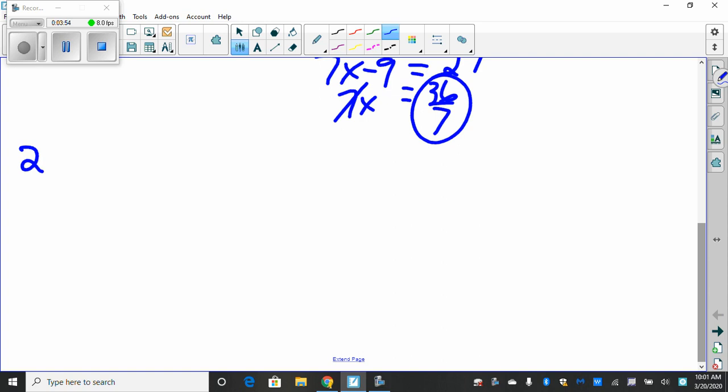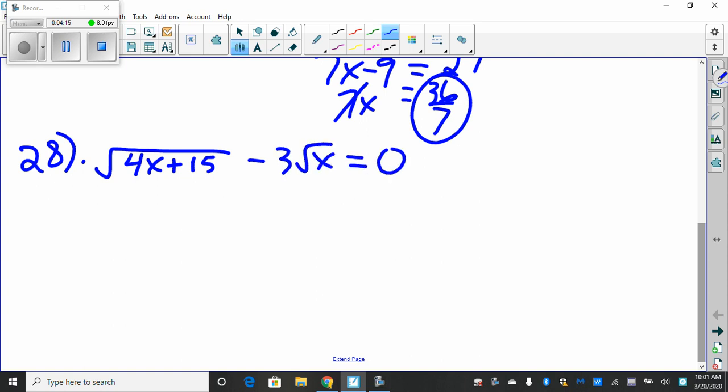So now let's go to 28. I know I'm going a little faster, but you could just pause the video and look at it again if you didn't get that. Now this one would be more or less the more difficult kind. So I've got the square root of 4x plus 15 minus 3 times the square root of x equals 0. Now remember, the idea here is to isolate the radical on one side. But since I have two radicals here and here, I'm going to take this guy and put it over on that side. So I have one radical sign on both sides. Then I can square both sides.